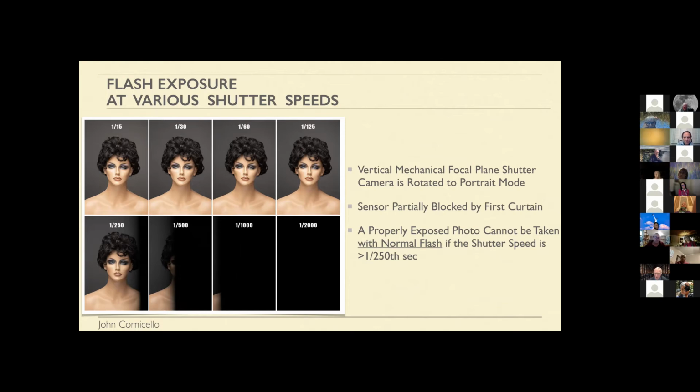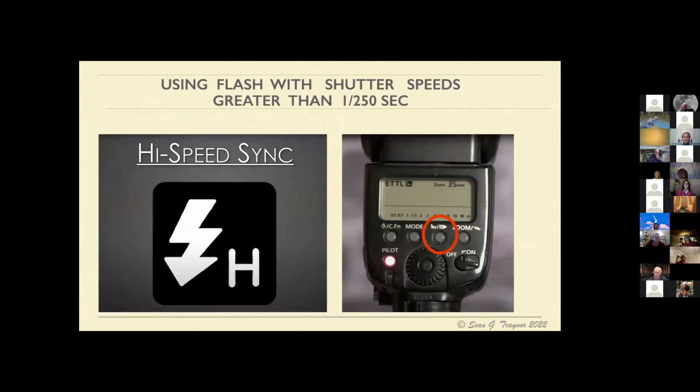So what this is showing us is that under normal flash photography, we can't actually take a properly exposed photograph if the shutter speed is greater than 1/250th of a second. And that's a really important thing to remember, because in many of those areas where you run into problems, it may well be the case that you were trying to do it at a faster shutter speed. But what if I need to go to a faster shutter speed? Is that possible? Yes, it is.